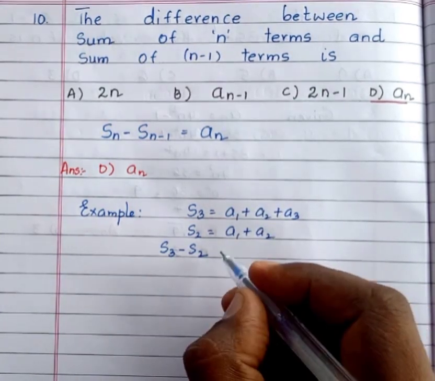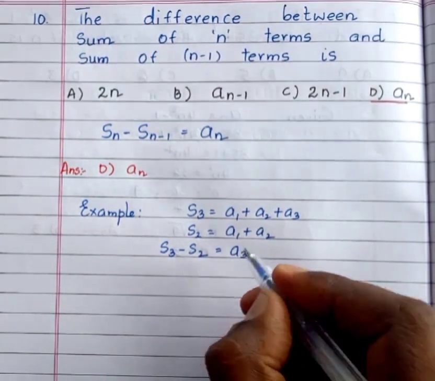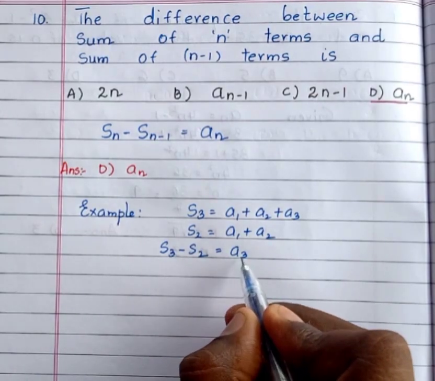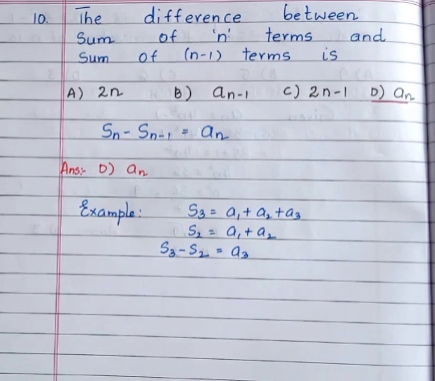a1 will cancel out, a2 will cancel out. Now we get a3. Therefore, S3 minus S2 is a3. Now we'll be moving to question number 11.